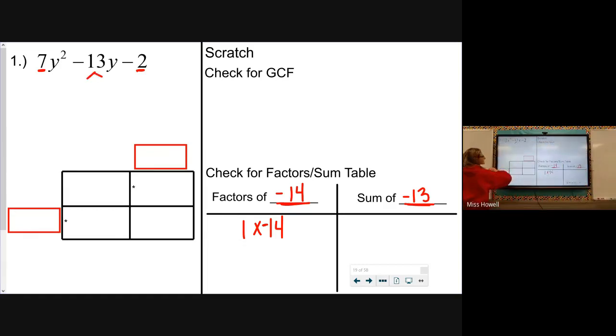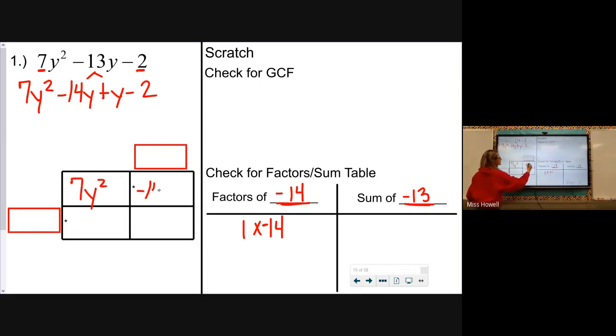All right, we're going to break this negative 13y up. So we'll have a 7y squared. And instead of negative 13y, we're going to call it negative 14y plus 1y. We're adding 1y. And then we have a subtract 2 term step. All right, we're ready for our chart now. 7y squared minus 14y plus 1y and minus 2.